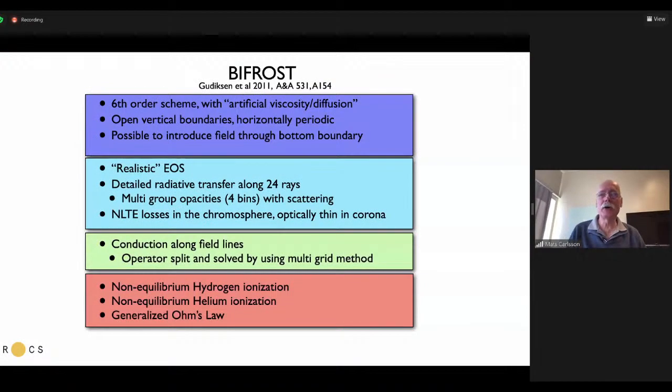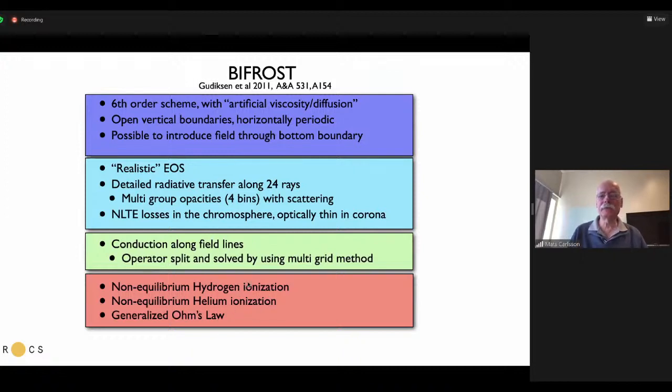Well, we have in Oslo worked with a code called Bifrost, and there are also other codes capable of doing modeling in 3D, and you've heard of some of them earlier. This has been designed specifically to deal with the special physics of the chromosphere. I won't go through all the details here, but what is a bit different from most other codes is that the radiative transfer takes into account scattering, which becomes important in the chromosphere, and also non-LTE losses in the chromosphere, while optically thin in the corona is much easier to take into account. Conduction along field lines is important if you aim to also include the corona in your simulation.